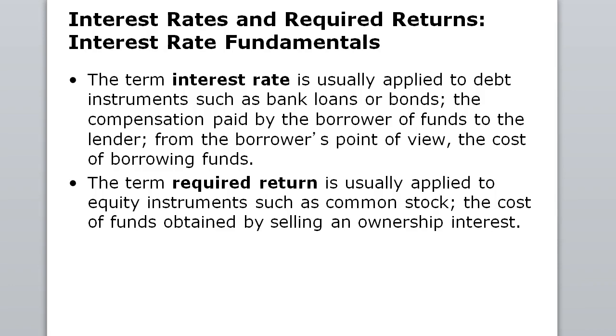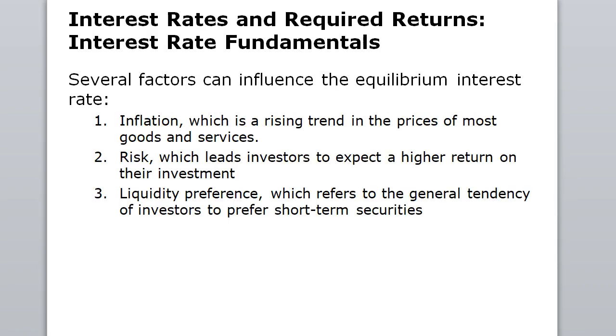So an interest rate is usually applied to debt such as bank loans or bonds, and it's compensation for the lender who lends money to a business, to be compensated for the risks associated with lending that money. Now, required return is usually applied to stock, but it's basically the funds obtained in compensation for the risks of investing in some sort of investment or stock.